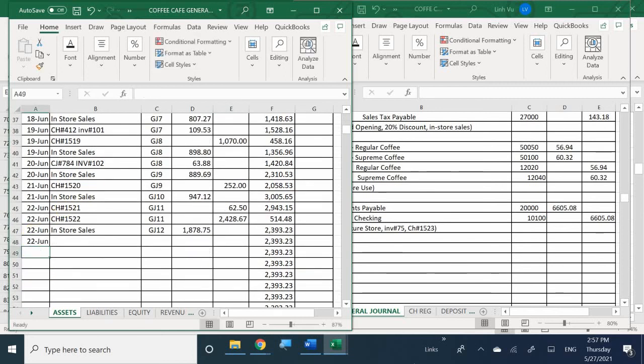Date will be 6/22, GJ12. Oh, I put check number 1523. It'll be a credit for 660508, which is going to take us to the negative or credit side, actually, of 421185.